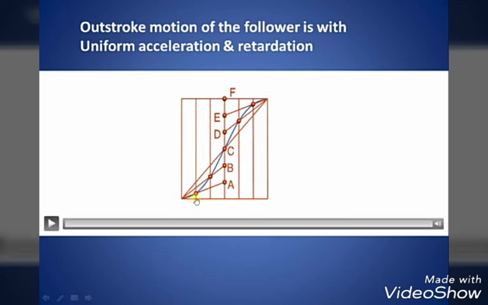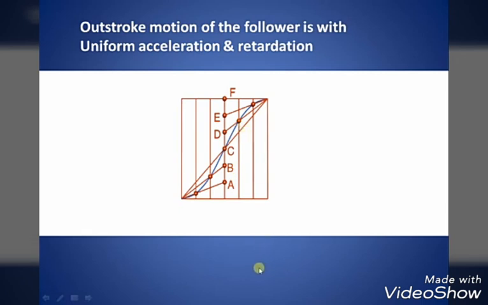And now as we have seen, we can transfer these vertical distances on our base circle by dividing the base circle into 6 equal parts, and then similarly we can draw the cam profile as we have seen earlier. So in this way we can draw the outstroke motion of the follower with simple harmonic motion and with uniform acceleration and retardation, and we have seen how to draw the cam profile also.